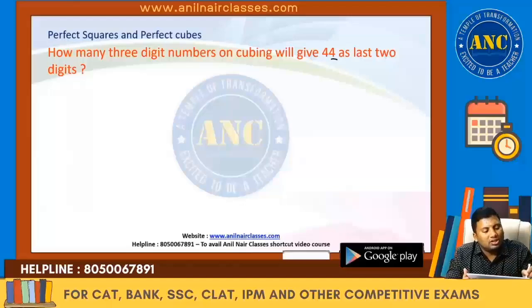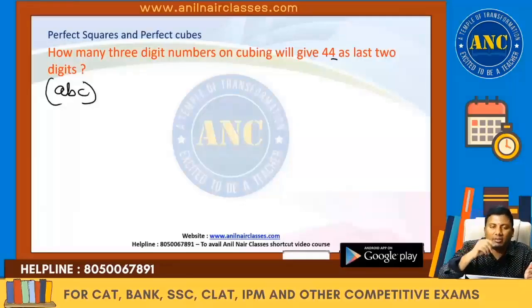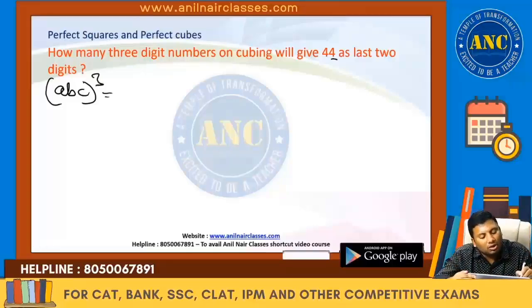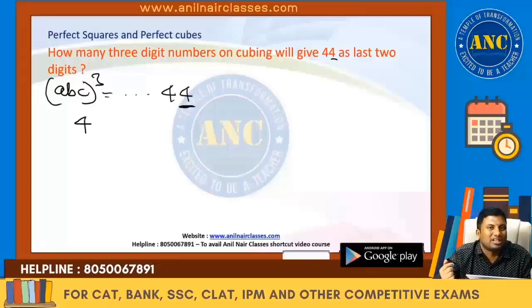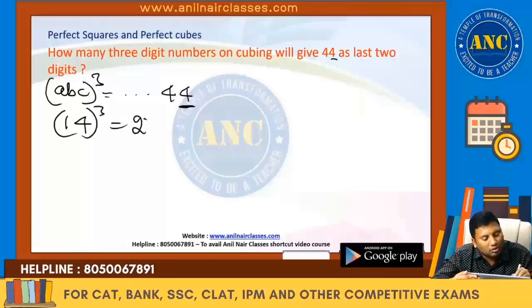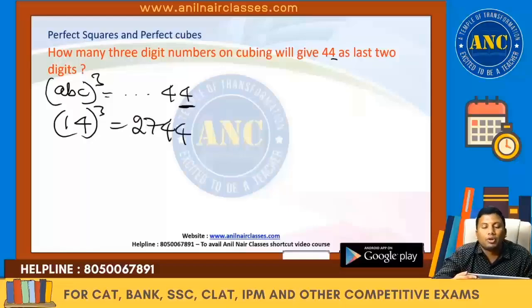How many 3-digit numbers? If you see your regular textbook, there will be a half page or a full page proof. I will make it into a straightforward seconds answer if you know this logic. ABC whole cube is ending with 44. If it is ending with 4, this will be 4. Yes or no? Just now we discussed 4 cube is 64. 14 cube is nothing but 2744.